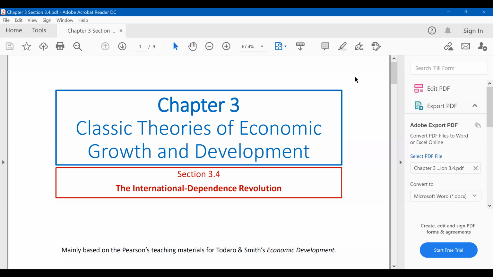Good morning. So this is ECO415, Development and Growth 1. I think this is our 6th lecture. So today we are going to look at international dependency theories. Okay, and this is section 3.4 from your textbook.